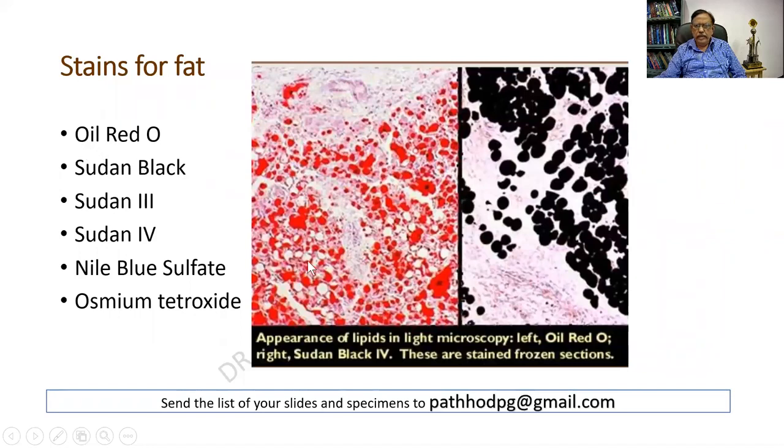Oil red O. Earlier I showed you a tumor with vacuolated cytoplasm. Now I am finding that the vacuoles are filled with a red color because of oil red O. There is another stain called Sudan black. And Sudan III, Sudan IV, etc. also are fat stains. A stain called Nile blue sulfate will produce a blue and a pink color depending on the type of lipid. Osmium tetroxide produces a black color. So these are the stains. Please learn the list of stains by heart. It can be used for a number of questions.